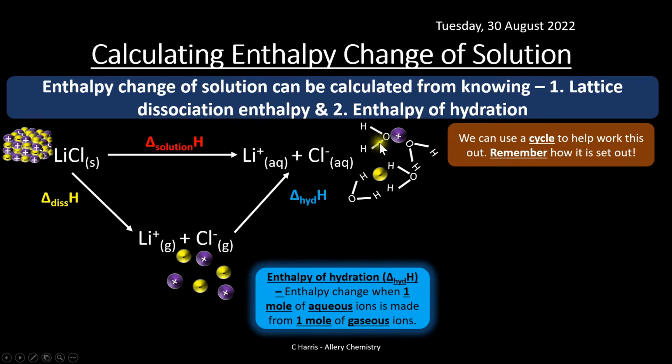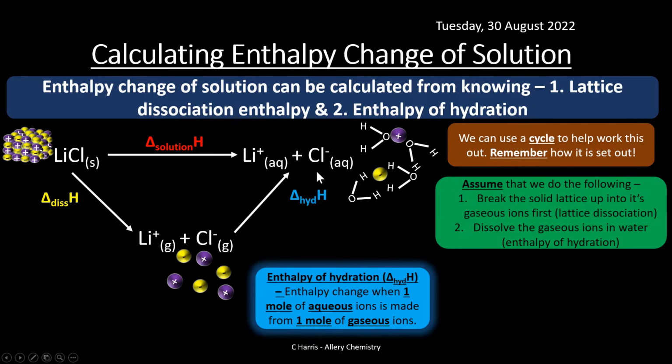So this is basically showing you what's happening. It can either go directly via here, which is enthalpy of solution, so we're making a solution, or we can dissociate the ions as a gas, and then obviously the hydration of these gaseous ions after that. So the assumption that we make here is that we break the solid lattice up into its gaseous ions first. This is your lattice dissociation, and then dissolve the gaseous ions in water, which is the enthalpy of hydration. That's the assumption that we make.